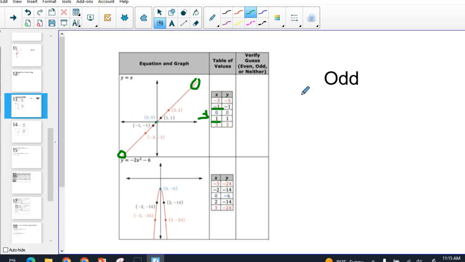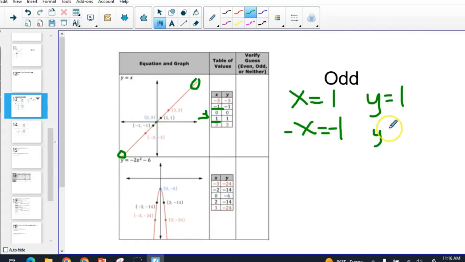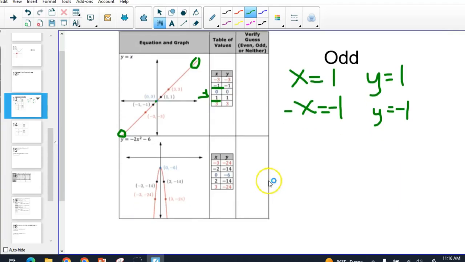So it's looking like with our odd functions, if our x value is equal to something, say 1, and the y value is equal to 1, then if I have the negative x value of -1, my y value should be just the opposite, with a negative. It's looking like those odd functions kind of switch it.